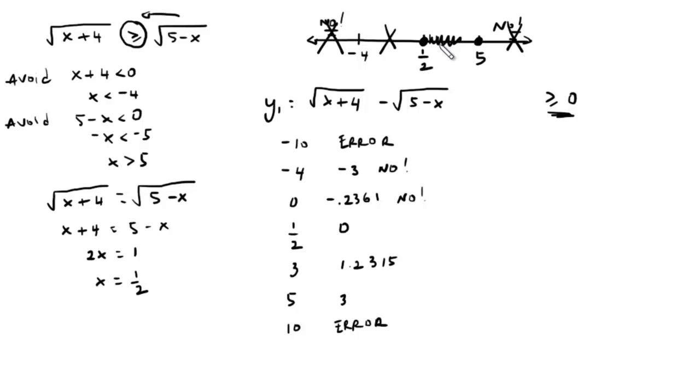So I will shade just this little area between the 1/2 and the 5, close those circles. Your interval notation is 1/2 with a bracket and 5 with a bracket.